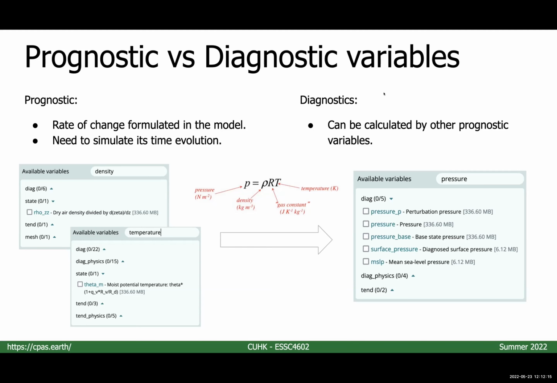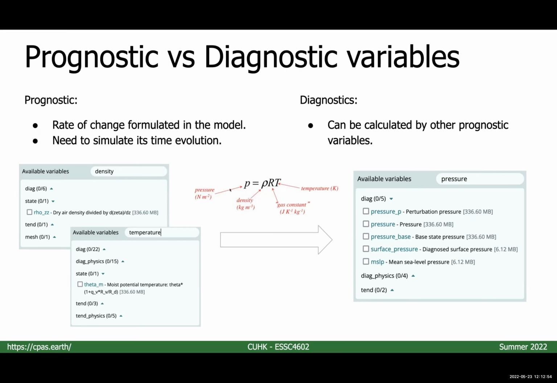And then what is a diagnostic variable? It is a variable that can be calculated by other prognostic variables. Take this example, we have the ideal gas law. So given density, rho is simulated, and temperature is simulated, and then the gas constant is a constant. This ideal gas law will determine the pressure. So you don't actually need a partial differential equation to describe the change of pressure. It is already here constrained by this ideal gas law.